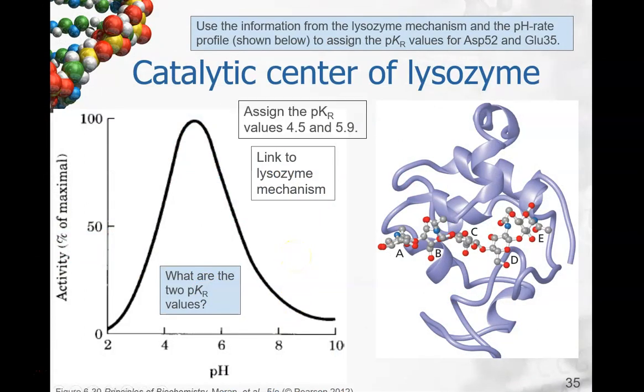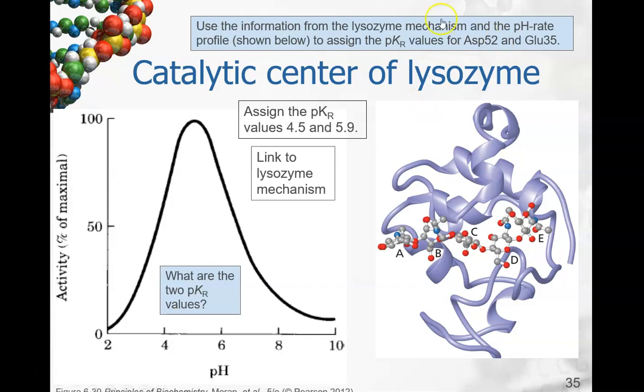So what we want to do now is assign the pKa values 4.5 and 5.9, and we notice here that the pH optimum is about 5. So that means that if the pH optimum is 5, whoever has the pKa of 4.5 is unprotonated. So that has to be the aspartate, because remember, the aspartate acted as a nucleophile. And that means that glutamate's pKa has to be 5.9 because its pKa is higher than the pH optimum, so it is protonated. And that corresponds with the mechanism.